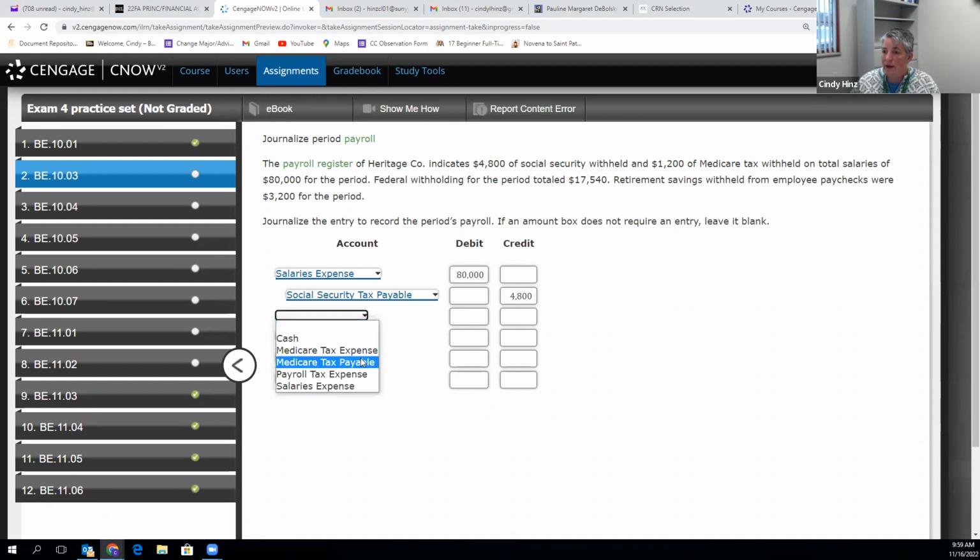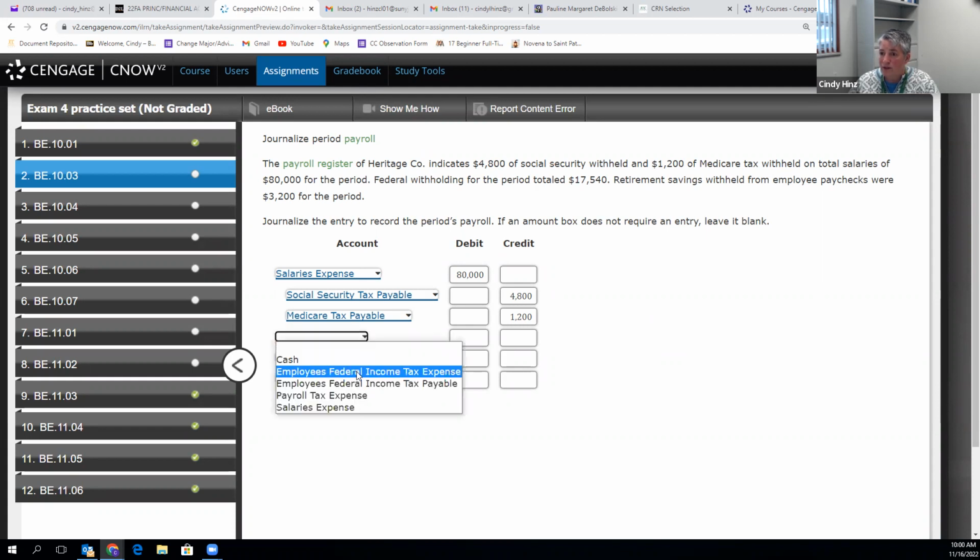Same thing for Medicare. We're not reporting it as expense here, but we are withholding it from our employees' paychecks, and we will remit that to the federal government at the proper time, and Medicare is matched just like Social Security.